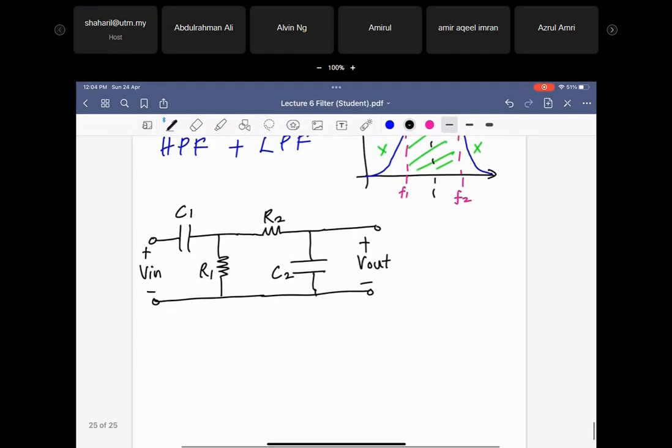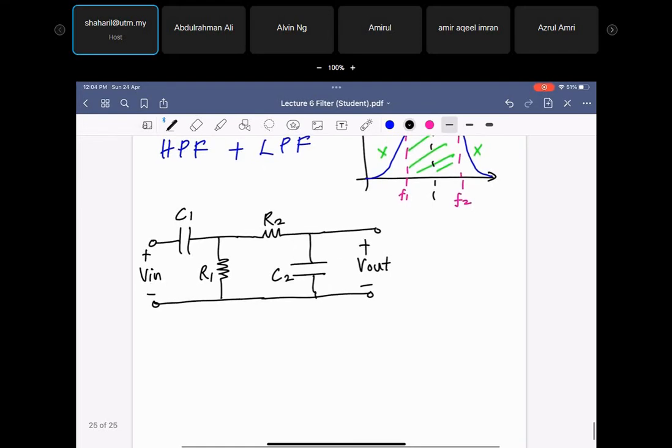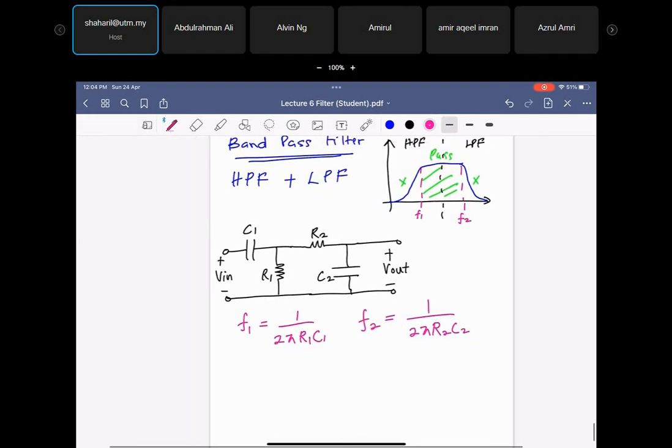All right, so there will be two critical frequencies: the first is 1 over 2 pi R1 C1, and the second is 1 over 2 pi R2 C2. Sometimes we call this one FCL, the critical frequency low, and this one the critical frequency high.